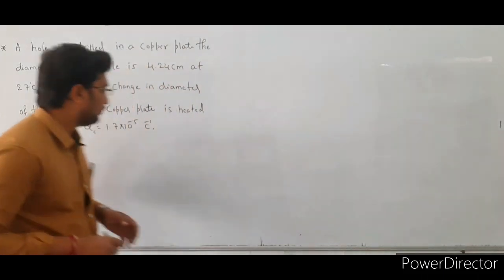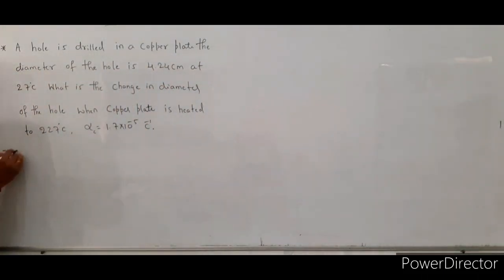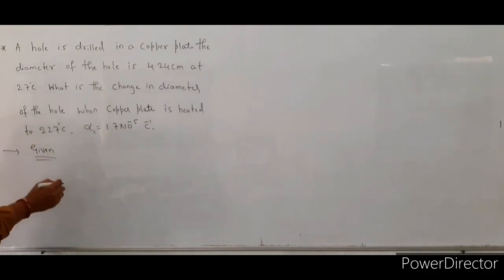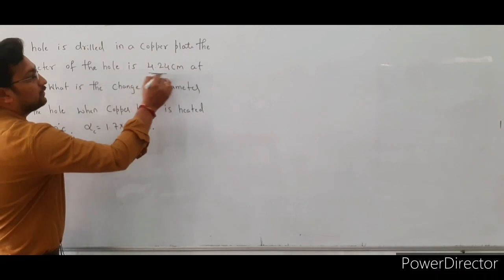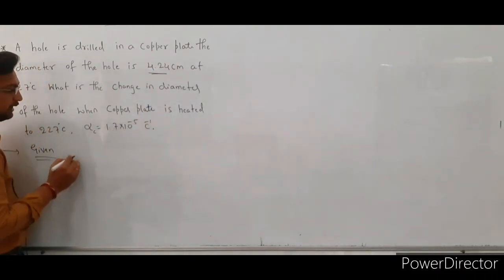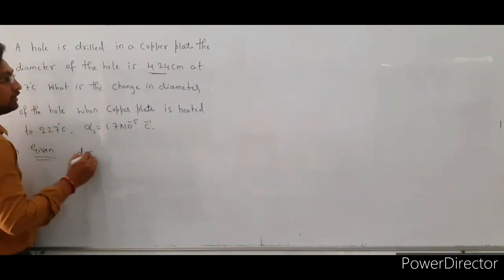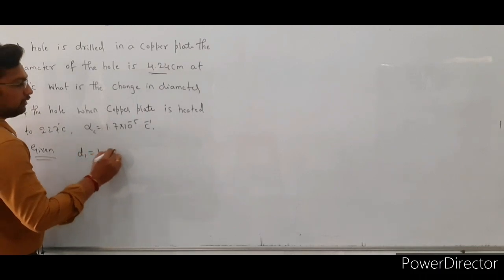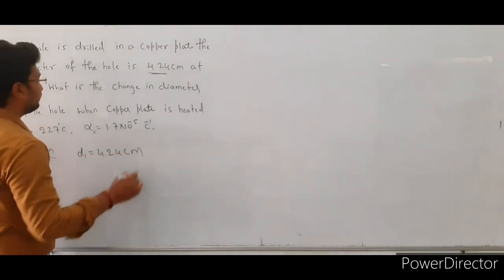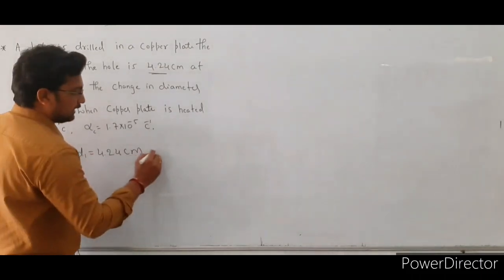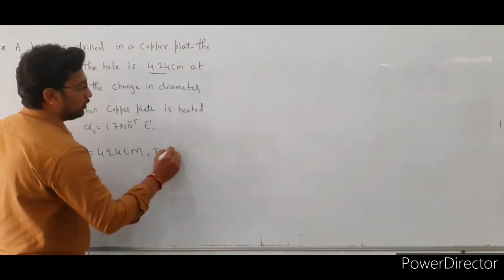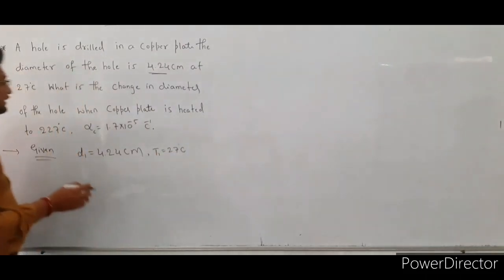Okay, here we are going to find out. First write down the given terms here. What are the given terms? A hole is drilled in a copper plate. The diameter of the hole is 4.24 centimeter, that is the initial diameter. D1 is equal to 4.24 centimeter at the temperature of 27 degrees Celsius. So that means T1 is equal to 27 degrees Celsius.